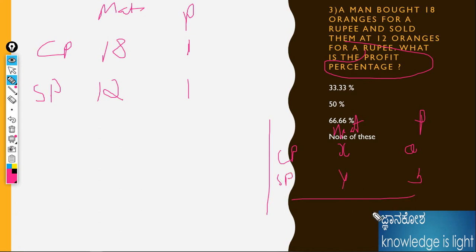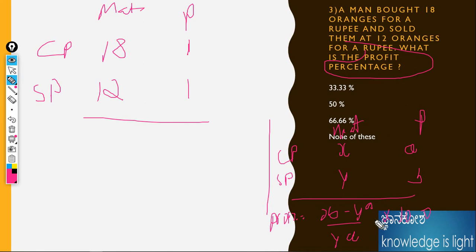The profit percentage is equal to (XB minus YA) divided by YA, into 100, by cross multiplication. Just apply this. If any material and price wise problems come, please apply this logic. Definitely you will get the answer, or else it would be very difficult. For a single material we would take 1 by 18 like that.